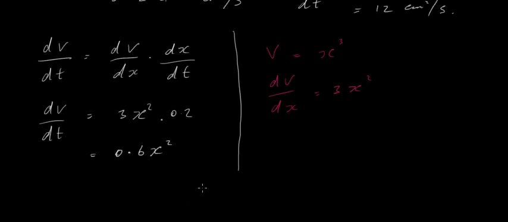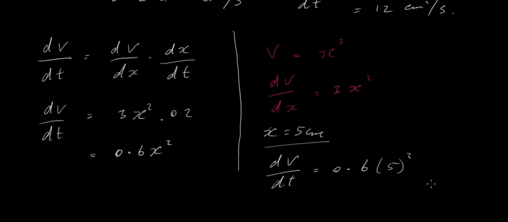And again, if x is 5 centimeters, how is the volume changing with respect to time? dV/dt is equal to 0.6 times 5 squared in this case. 5 squared is 25, times 0.6 gives you 15, this time cubic centimeters. We're talking about volume changing with respect to time, so cubic centimeters per second. So it's 15 cubic centimeters per second is how fast the volume is changing. Okay, so that's it on rates of change.